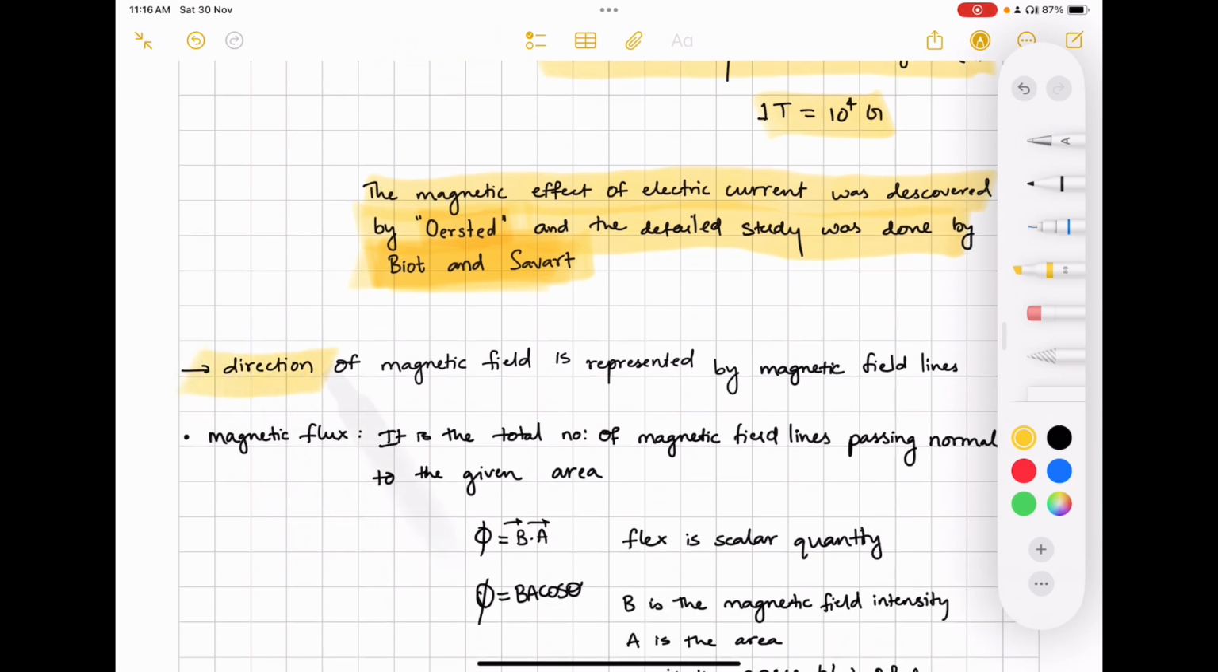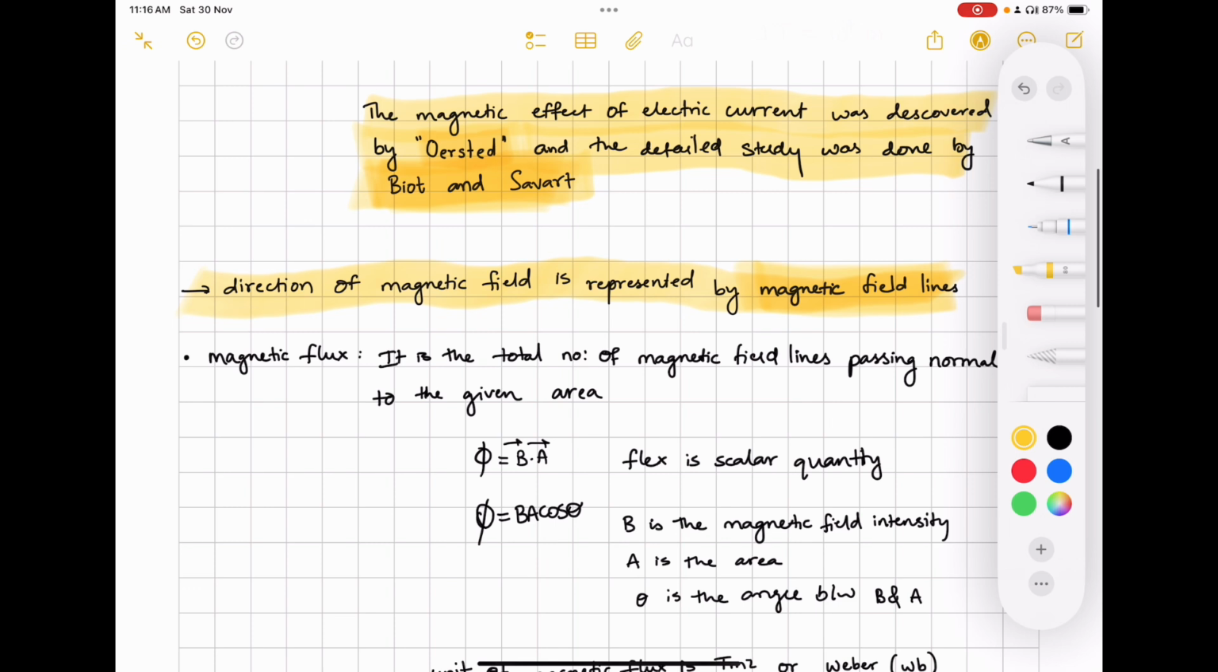The direction of magnetic field is represented by magnetic field lines. Similarly, we have studied that in electric field, the direction of electric field is represented by electric field lines. Next point is magnetic flux.